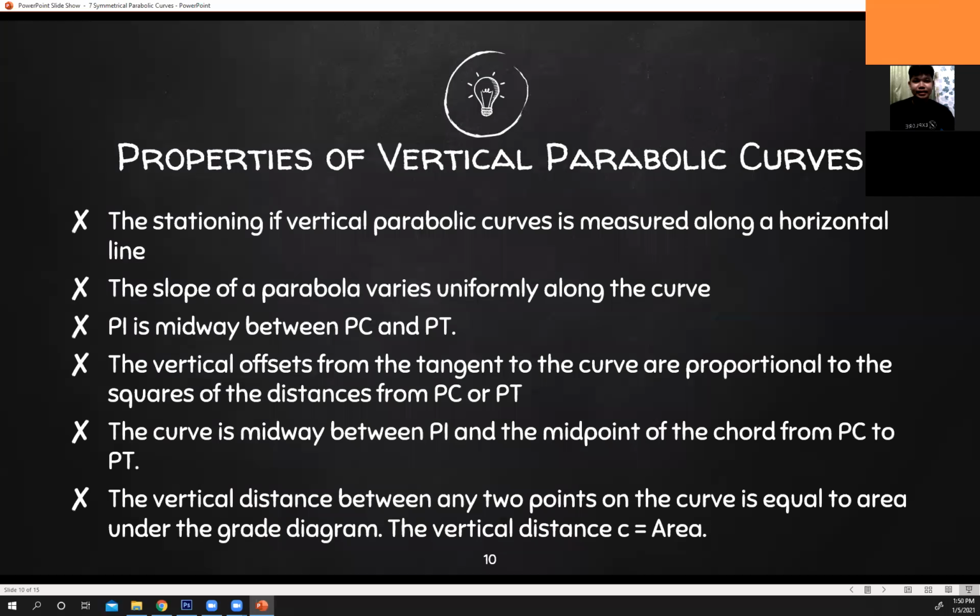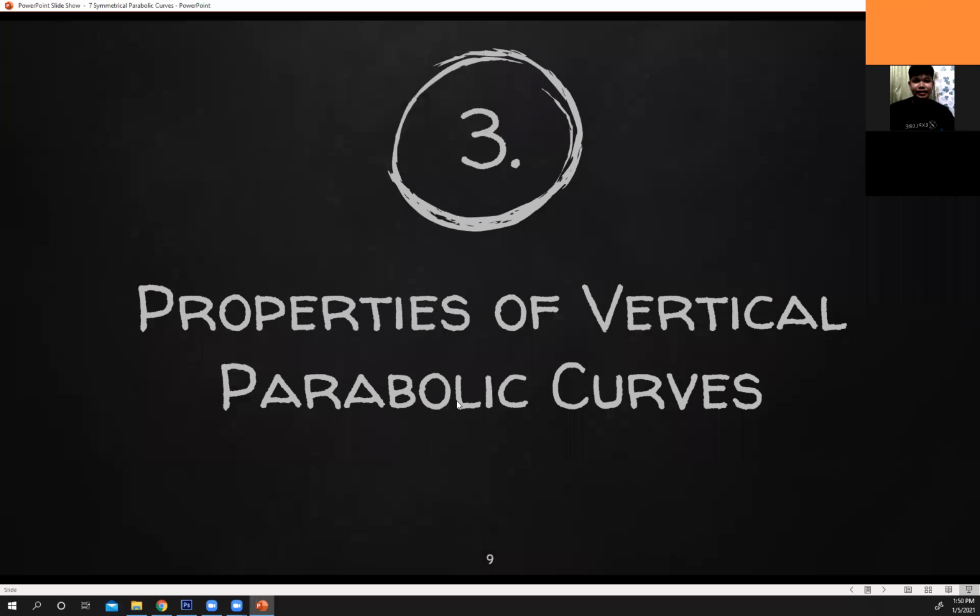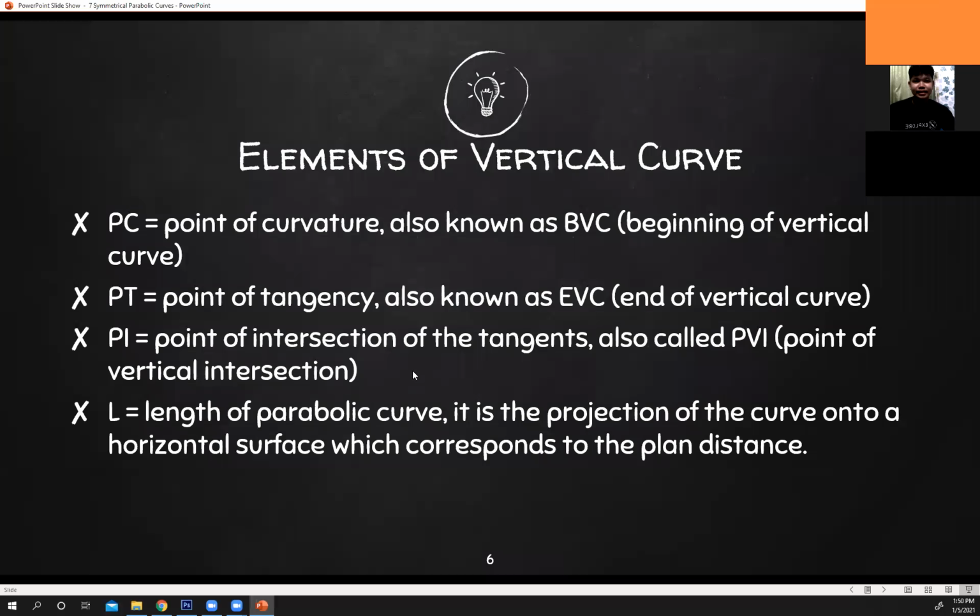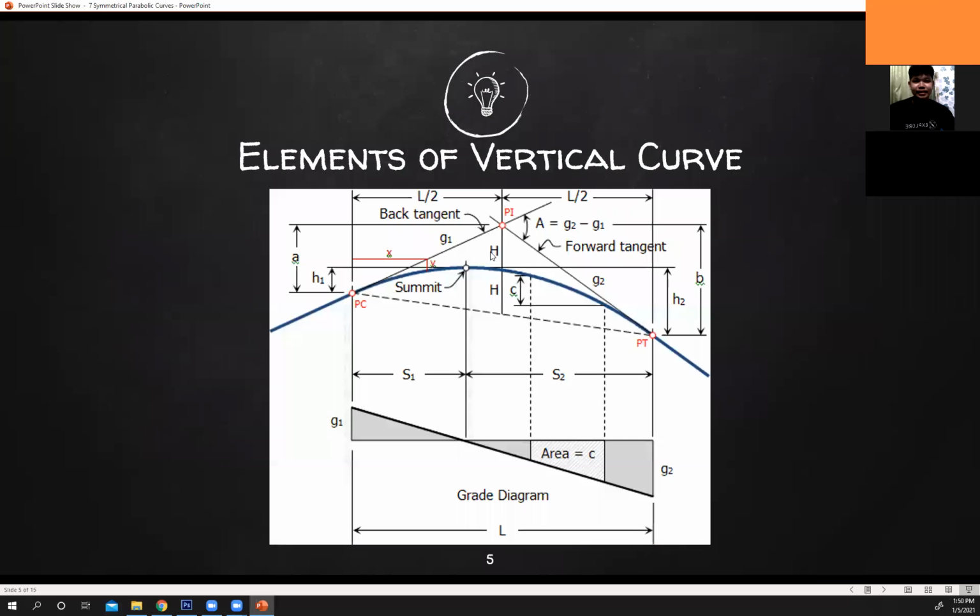Next, the curve is midway between PI and the midpoint of the chord from PC to PT. So midway, which is correct because as you can see, they're equidistant, H and H. Okay? So this is your chord from PC to PT, and this is the midpoint. And your curve, the summit or sag, lies between PI and the midpoint of the chord from PC to PT. That's why it's H and H.